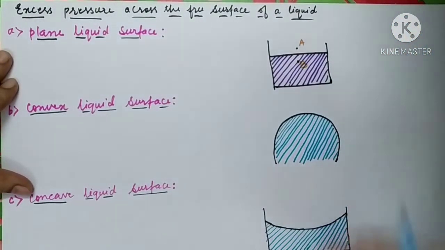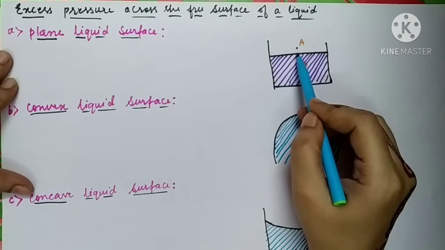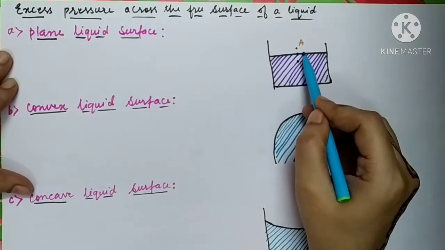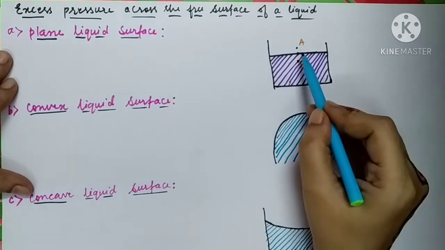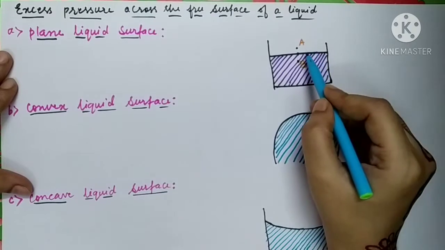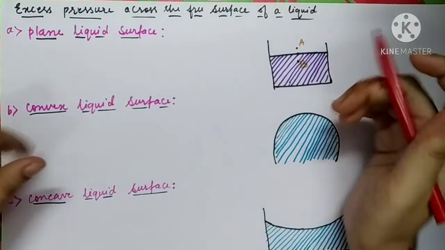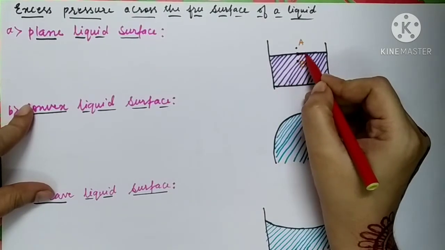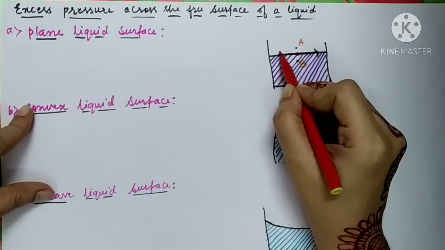So let's talk about what sort of forces act on these two particular points. First and foremost, let us consider the free surface of a liquid. Here the liquid surface is completely free. We all know that forces due to surface tension always act tangential to the surface of a liquid. So the force due to surface tension will be tangential at these two particular positions.